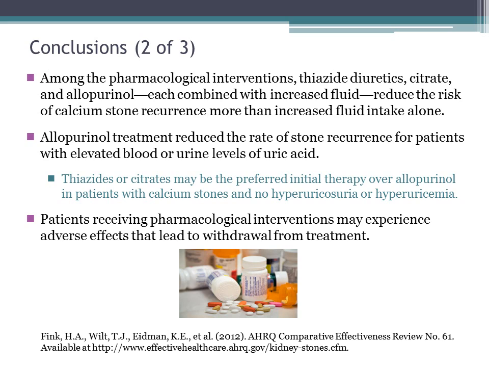Looking at pharmacological interventions, thiazide diuretics, citrate, and allopurinol, each combined with increased fluid, did reduce the risk of calcium stone recurrence more than just the fluids alone. And allopurinol treatment also reduced the rate of stone recurrence for patients with elevated blood or urine levels of uric acid. So thiazides or citrates may be preferred initial therapy over allopurinol in patients with calcium stones. And patients receiving pharmacological interventions can have some side effects that lead to withdrawal from the treatment.